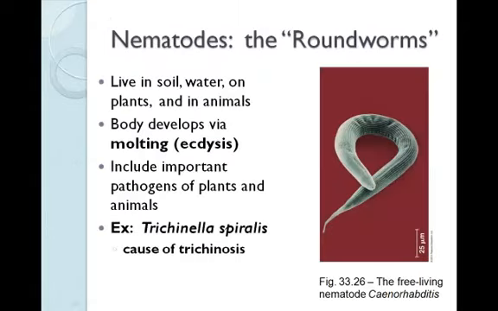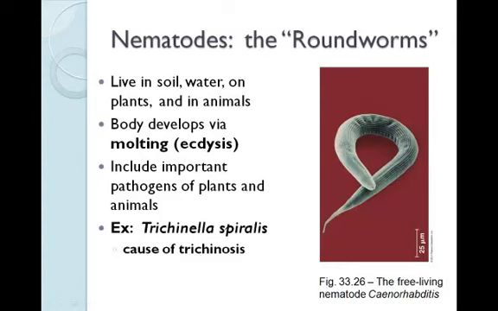The nematodes are commonly called the roundworms and can be found in soil, water, on plants, and in animals as parasites. The body of a nematode develops through a series of molts where the external body tissues are shed through ecdysis. Many nematodes are harmless, such as this free-living nematode Cnideria. However, some nematodes are parasites and cause diseases in plants or animals.